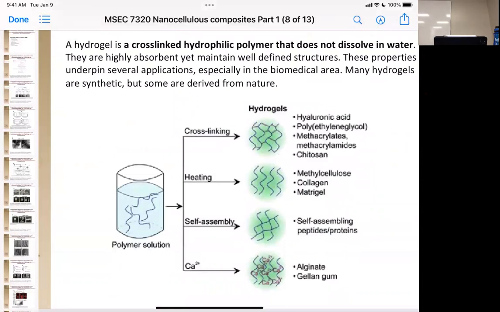Okay. So in the case of this, you can make them a couple different ways. The first way to do it is you have your stuff and you cross-link it either chemically or using hydrogen bonding. Usually when you cross-link it, it's a covalent bond. Or you can use heating. In the case of collagen and stuff like that, the hydrogen bonds break down above 70 degrees C, and therefore it gets free. And then as soon as you lower the temperature, it will re-aggregate. Then there's self-assembly, especially if you have long things like peptides or proteins.